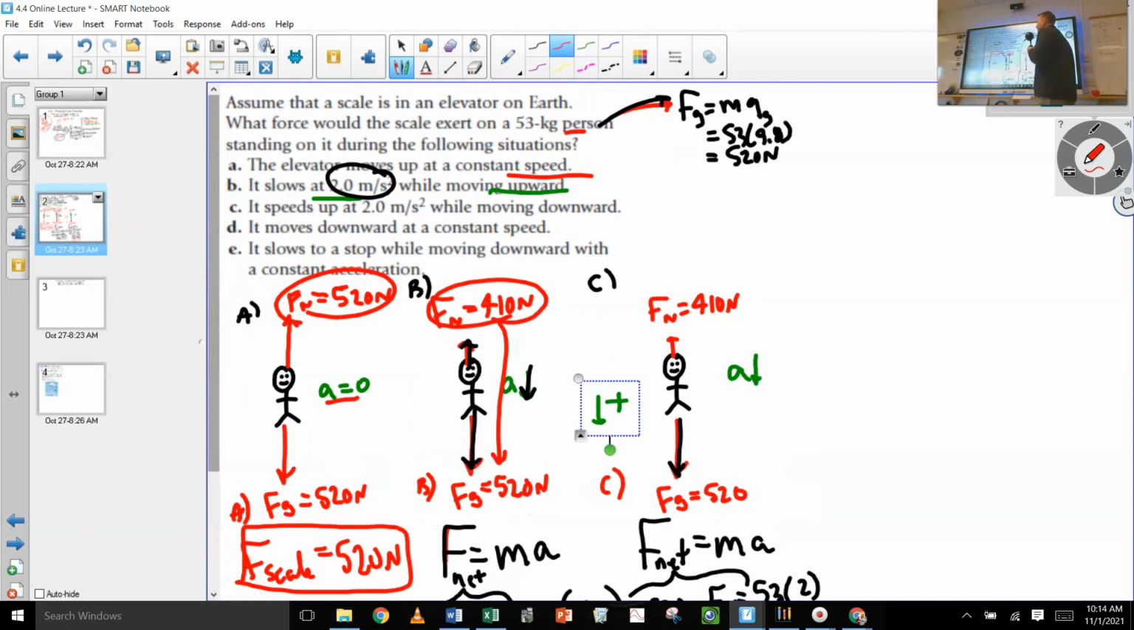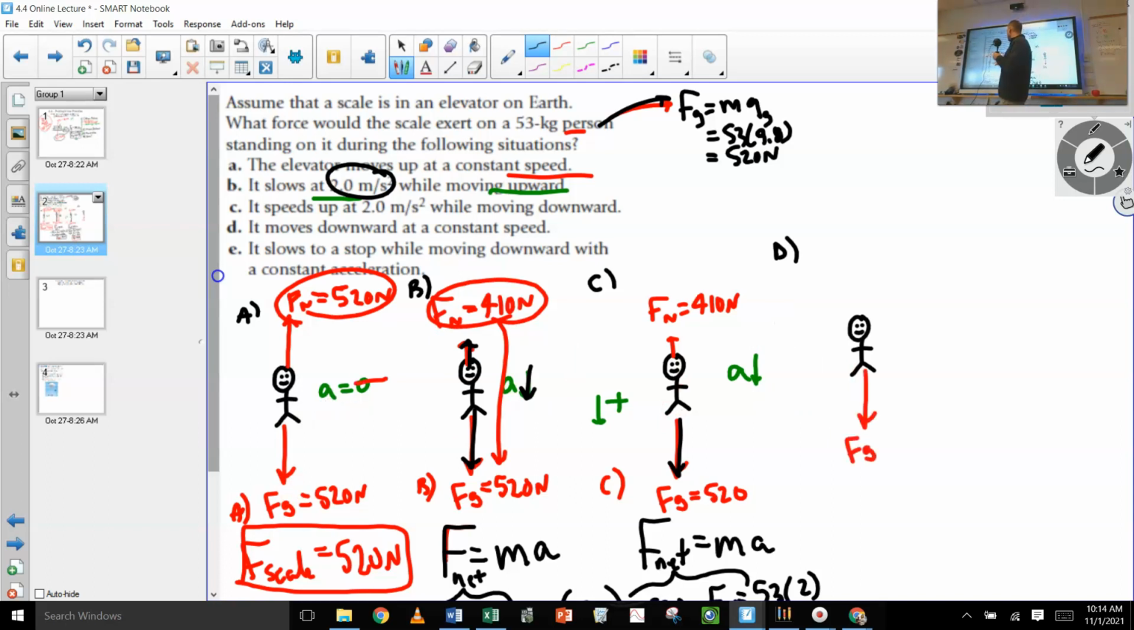Part C, D. It's moving down at a constant speed. So when you're moving down at a constant speed, that means that your acceleration is equal to 0.